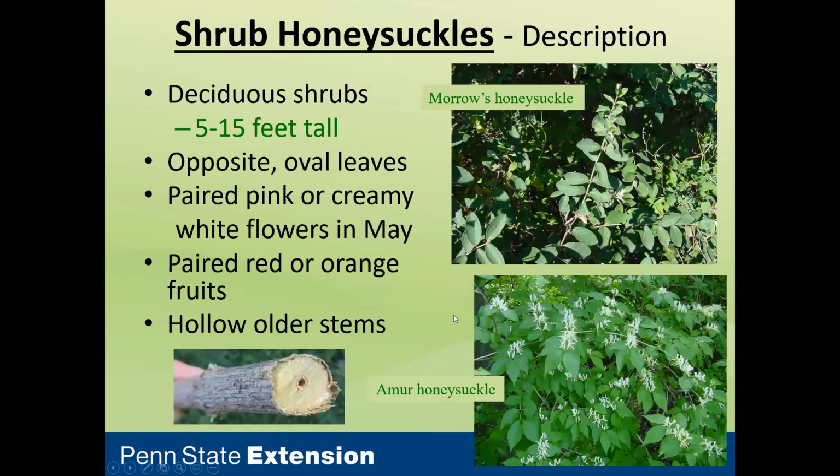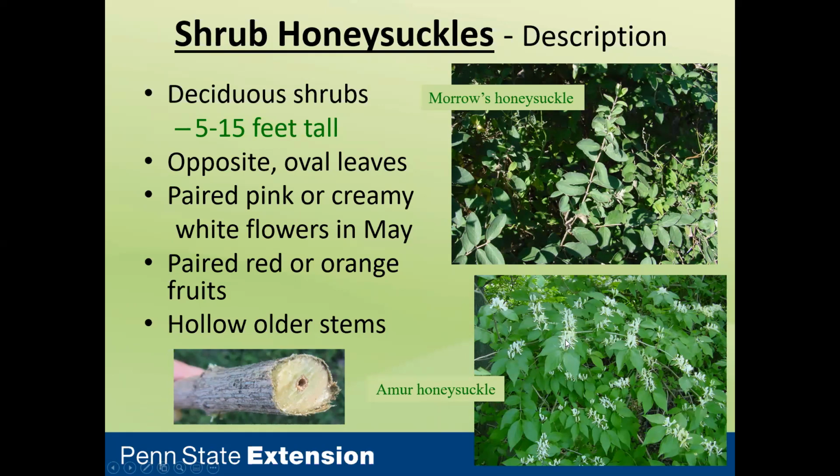So shrub honeysuckles are a number of different species of shrub honeysuckles. They're all invasive. There are some native honeysuckles. The best way to tell the difference, all the invasive ones have these hollow stems. So if you break a twig off there, break a branch off, and you see that hollow stem, it's likely that that is one of our invasive species. I show a couple different of the most common ones here in these images. So Morrow's honeysuckle and Amur honeysuckle.